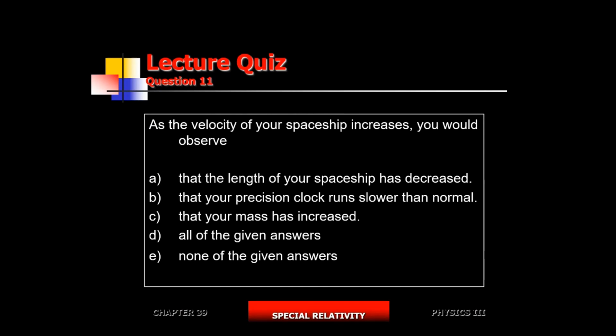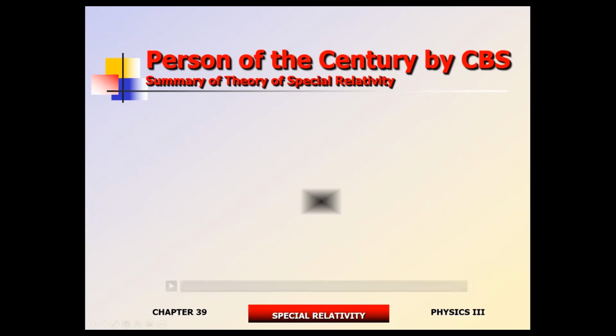As the velocity of your spaceship increases, you would observe nothing. Everything is going to look the same from inside. Your clock is going to run its own regular rhythm, 1 second at a time. Your mass is going to feel the same. So none of the given answers are correct.